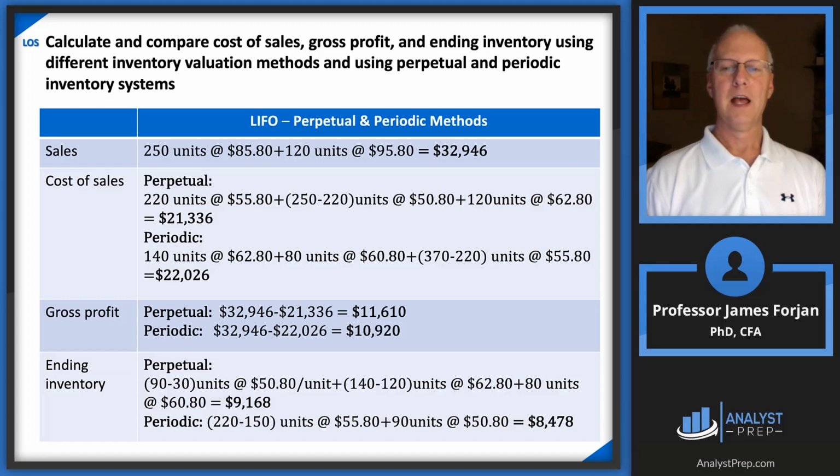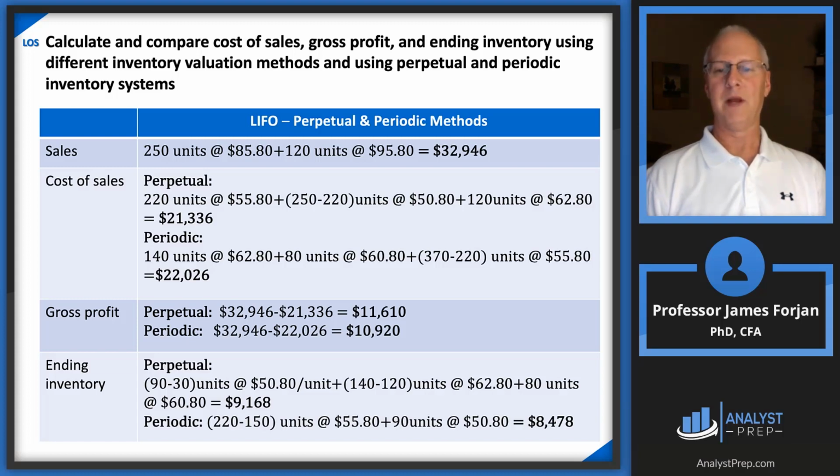$21,336. And then to get gross profit, subtract those two costs of sales under perpetual and periodic from the same $32,946 of sales that we compute under all of the methods. And that gives us gross profits of $11,610 and $10,920. And then the ending inventory is going to be, well, just what's left over.